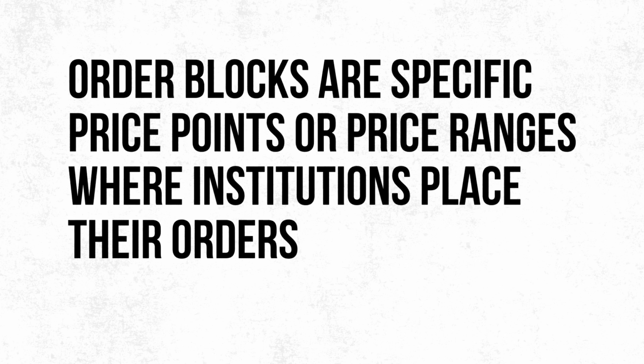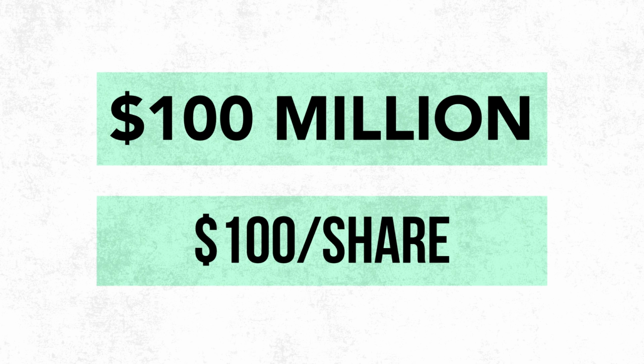ICT order blocks are specific price points or price ranges where smart money or institutional traders place their orders, both buy and sell, and influence the market of an asset. Let me simplify this for you for the rest of your trading life. A fund wants to invest $100 million in a stock. They want to enter the market at $100 per share.